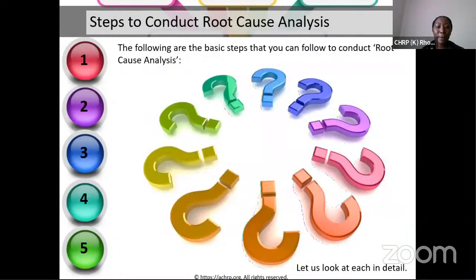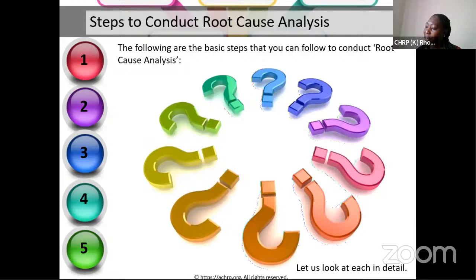So let's look at the steps. Basically we have, we can call them broadly, 5 steps for conducting root cause analysis. And I'll not dwell so much on this because they are not so different from what we learned yesterday. Of course, yesterday when you were looking at the root cause analysis, and also on Tuesday, we looked at how many steps did Catherine tell us about?